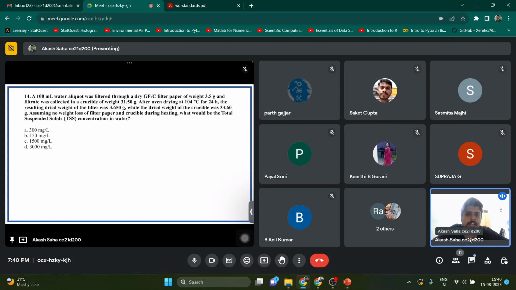We have the initial weight and the final weight. 1500 milligram per liter. Okay, it is the correct answer. 1500 milligram per liter.